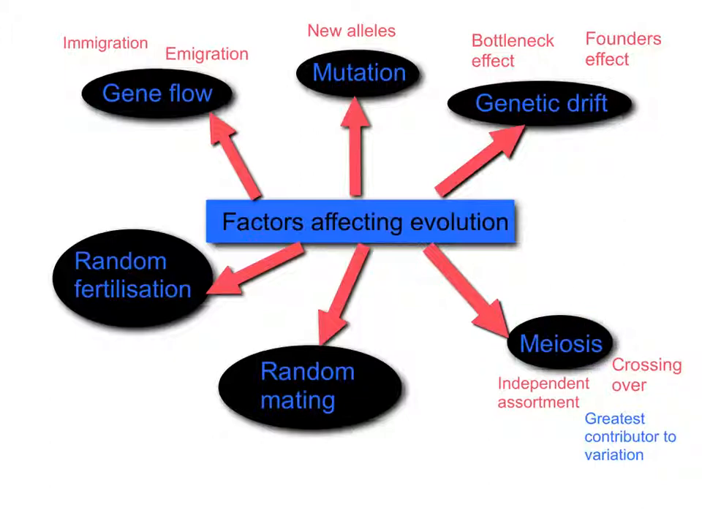All right, moving down to meiosis. So in meiosis, there are two main ways that variation can be generated through the process of generating gametes.